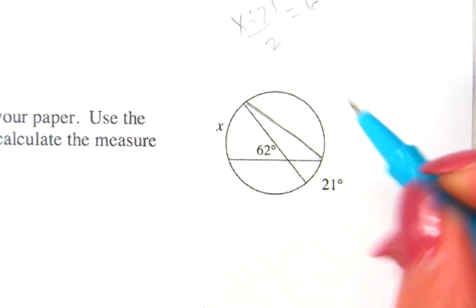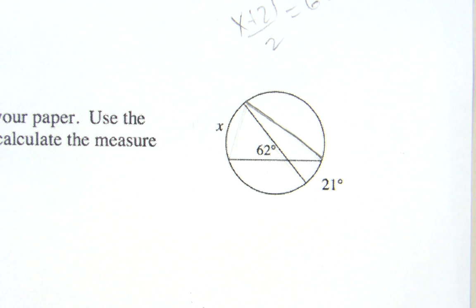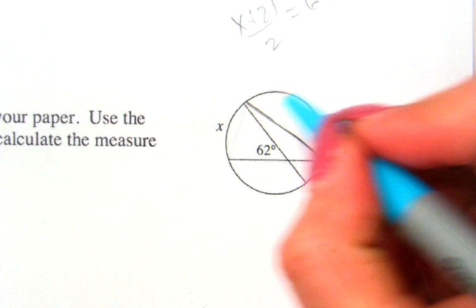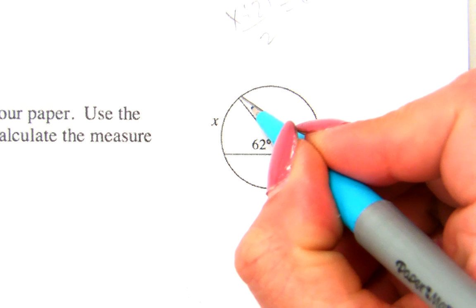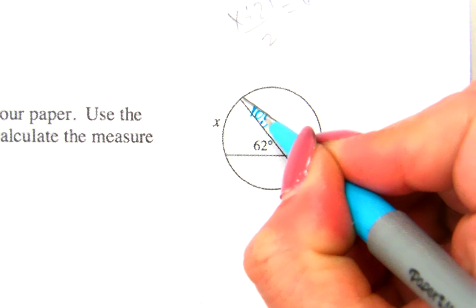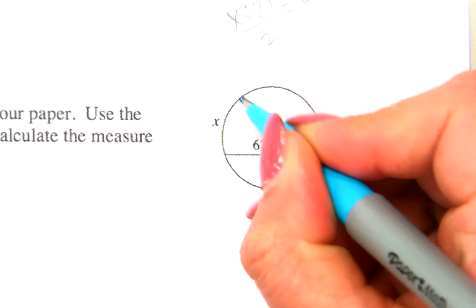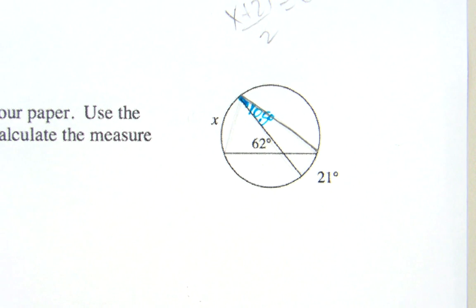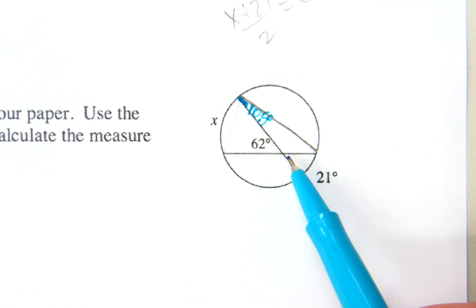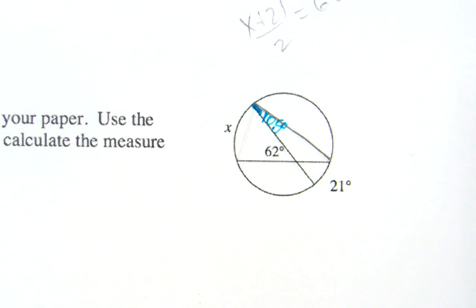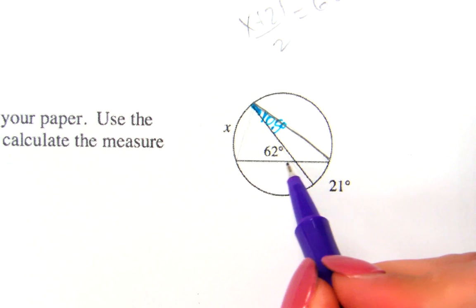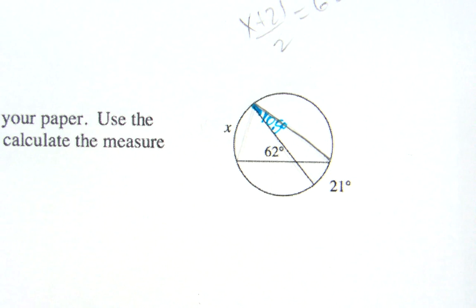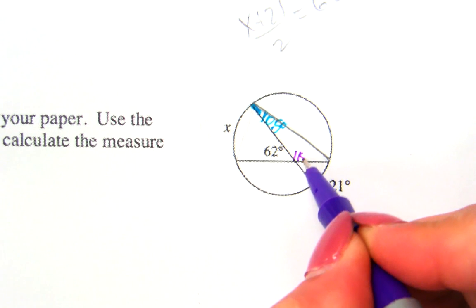So half of 21 is going to be, what is that, 10.5, right? So this angle in here is going to be 10.5 degrees, because it's half of 21, right? 21 divided by 2. And then 62 and this angle that I'm going to do in purple are a linear pair. So 180 minus 62 makes it just 118.